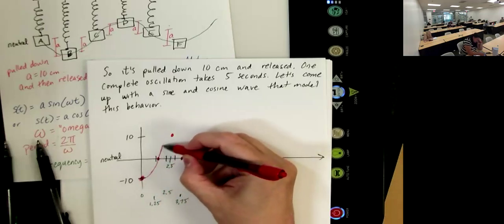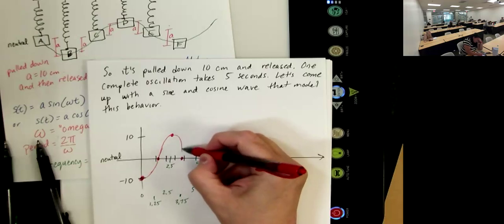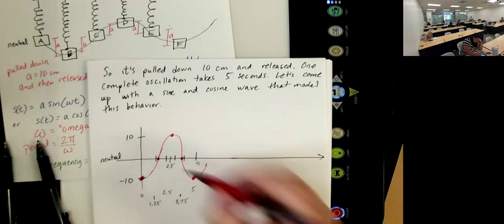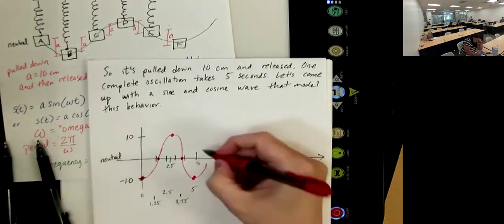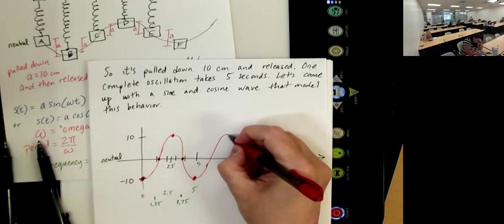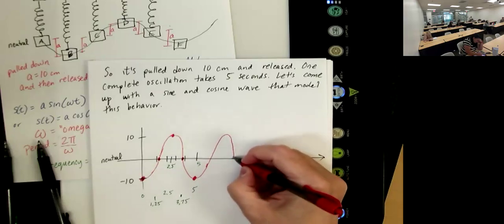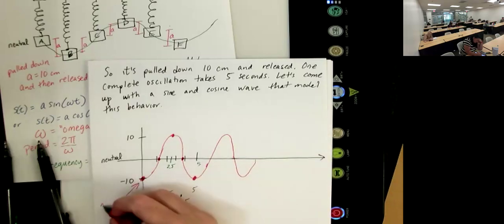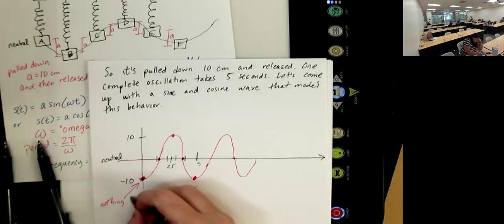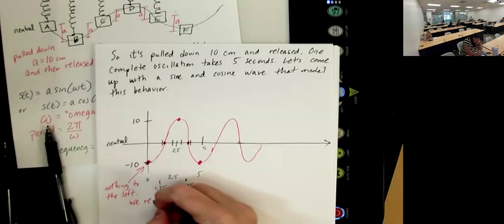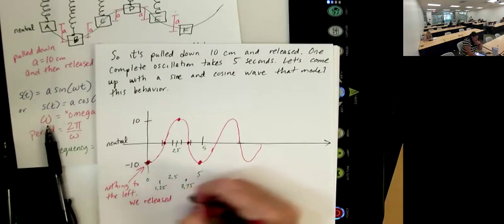So it's doing something like that. If we plotted its position over time, it's doing something like that. And it would keep going. I'm not going to draw it to the left because it starts at time equals 0, so nothing to the left. We release the weight at t equals 0.